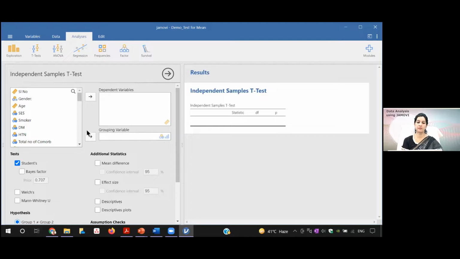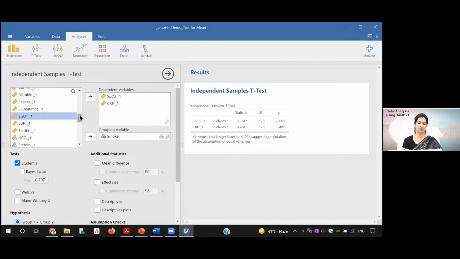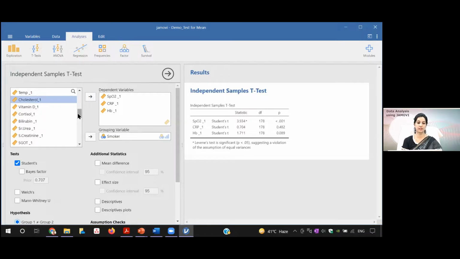So the grouping variable in my case is the smoking status. So I have moved this to this grouping variable, and this dependent variable is the SpO2. So I'll start with this SpO2, then CRP level, C-reactive protein, CRP1. Next is the hemoglobin. So let me see, where is the hemoglobin? This is the hemoglobin. And then cortisol, LDH, and ferritin.